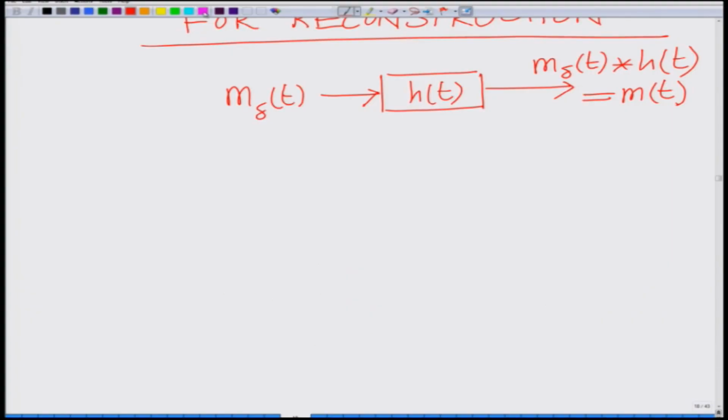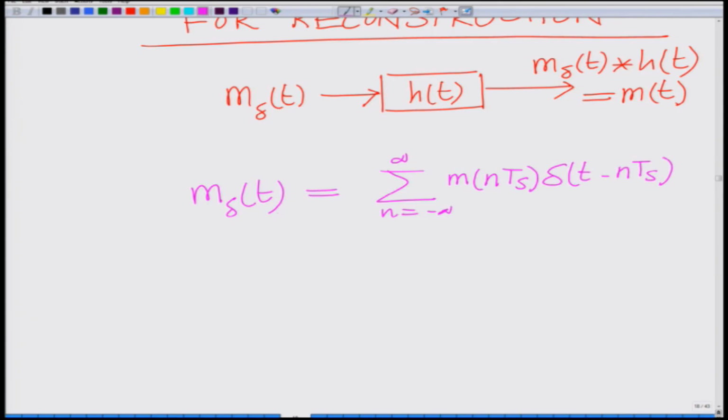In the time domain, naturally, in the frequency domain we are multiplying, so in the time domain it is basically a convolution. Okay, and that can be expressed as follows. Now, if you look at that, our m delta t, the sampled signal, is summation n equal to minus infinity to infinity m of nTs delta t minus nTs. Now, I have to take m delta t and convolve with sinc of t Fs, that is sinc of Fst.